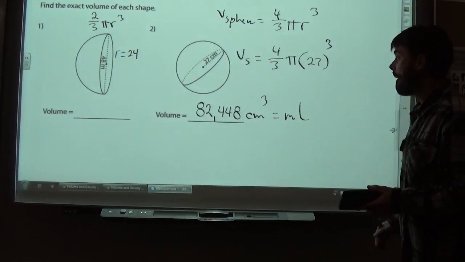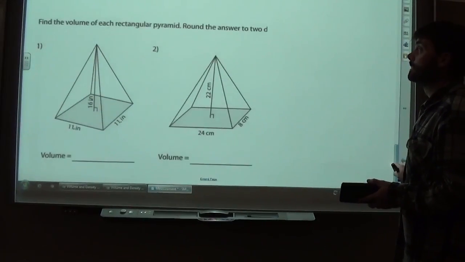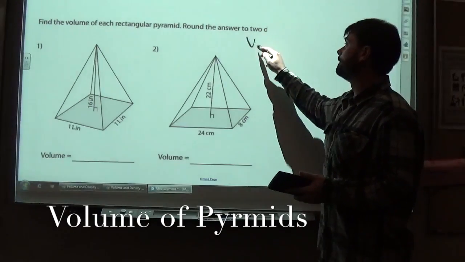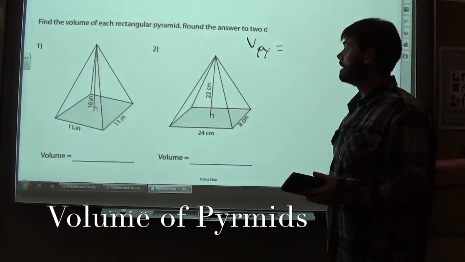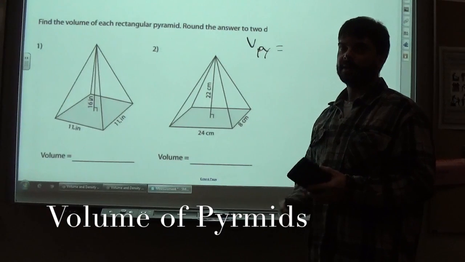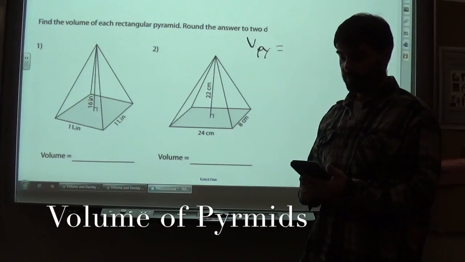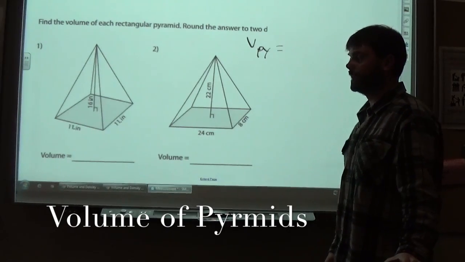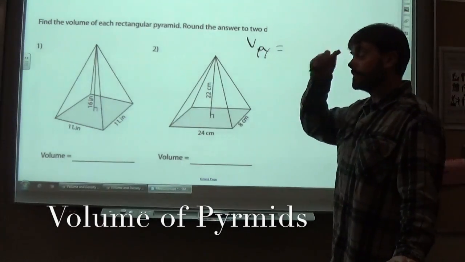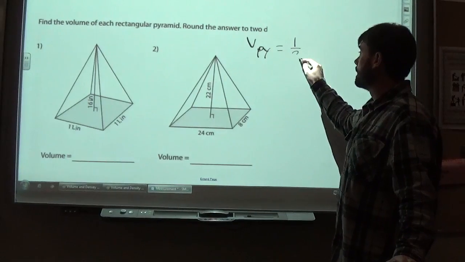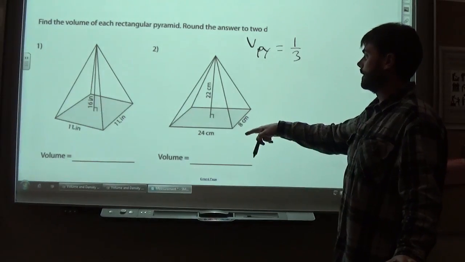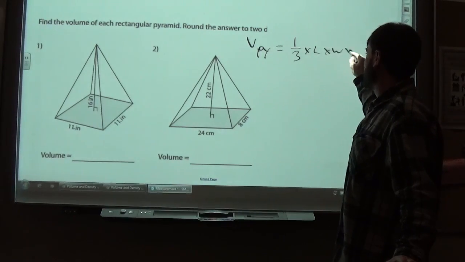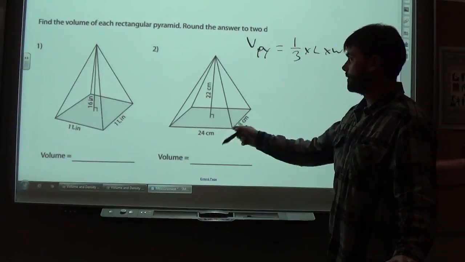Okay? And let's see, finding the volume of a pyramid. Pyramids are 1/3 base times height also, very similar to a cone. However, the base of a pyramid is a square or a rectangle. It's not circular. So when we do 1/3 the base times the height, you really got 1/3 times the length times the width times the height. So they give you 3 measurements here.